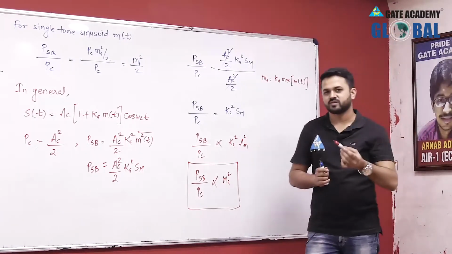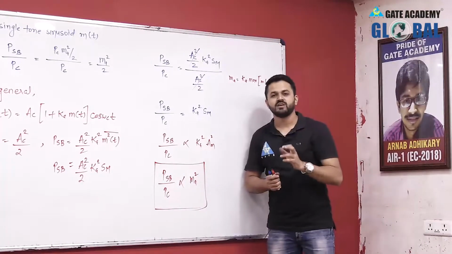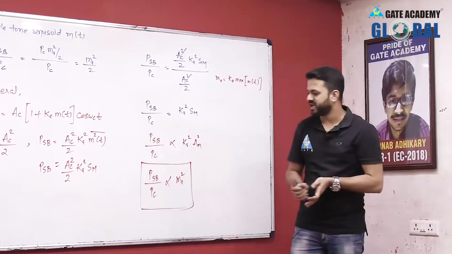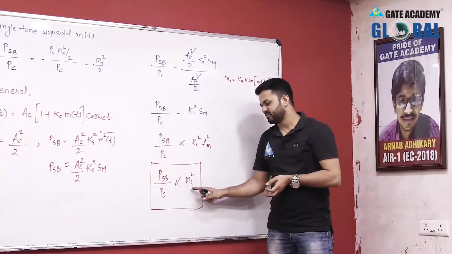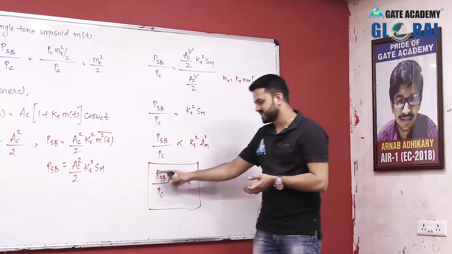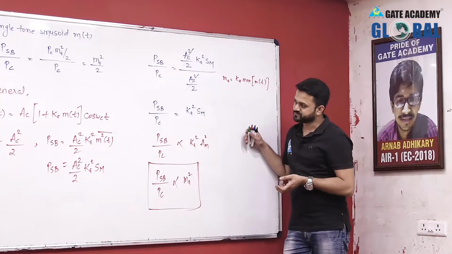If the question is asked that if we increase the modulation index by a factor of 4, then the ratio of sideband power to carrier power is increased by how much? The modulation index is increased by a factor of 4, so 4 squared will be 16. So this ratio of sideband power to carrier power will be increased by a factor of 16.